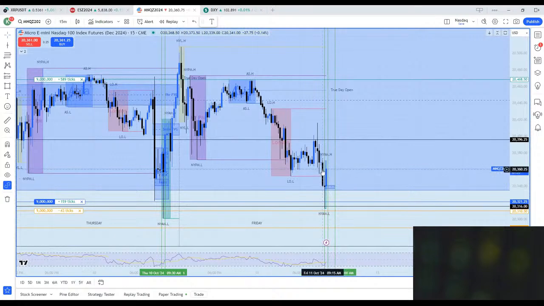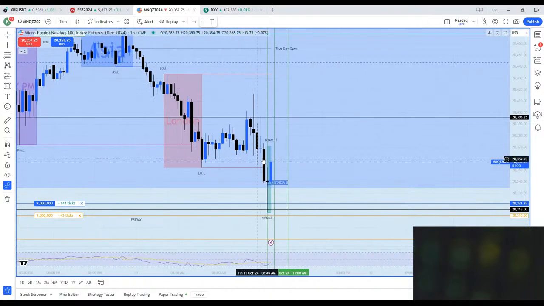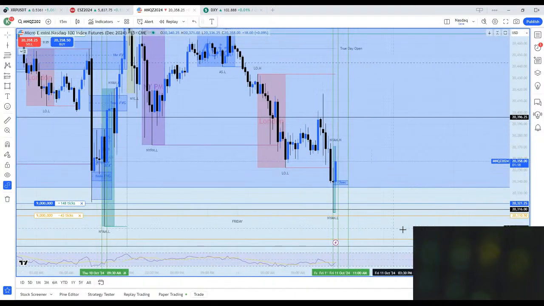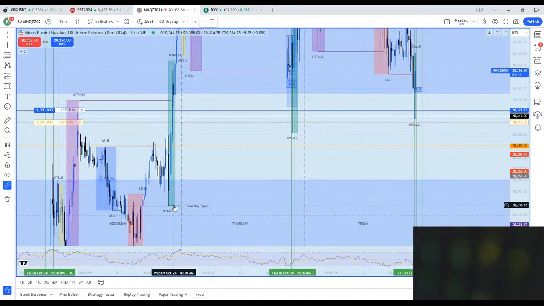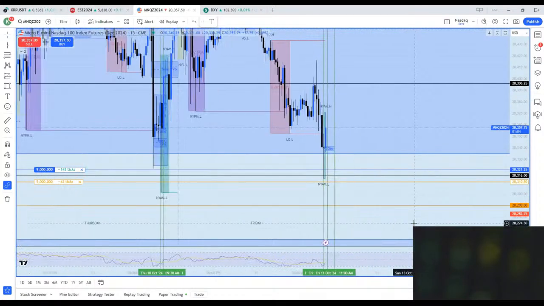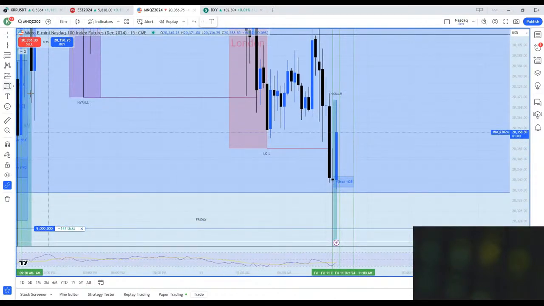I need to watch out for this fair value gap right here though, because it could potentially reverse from there and come down to this low. So if price don't make it above that, I'll get out of this trade and I'll get into a short, and this will be my new take profit. So I need to make sure I monitor this area real quick.